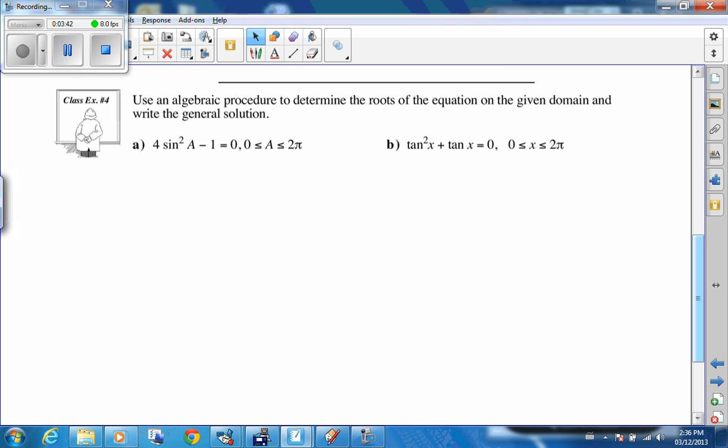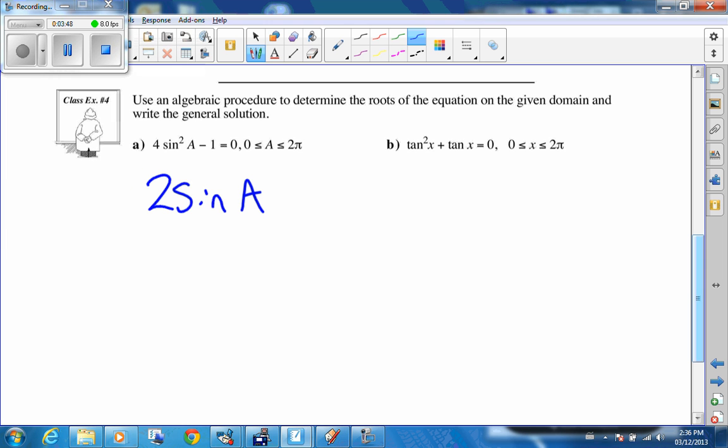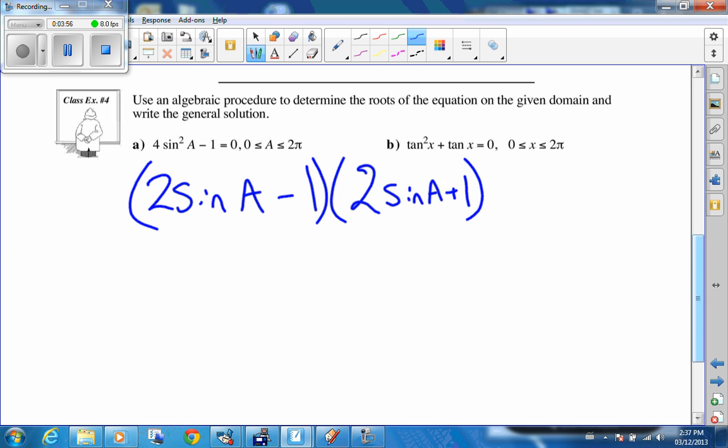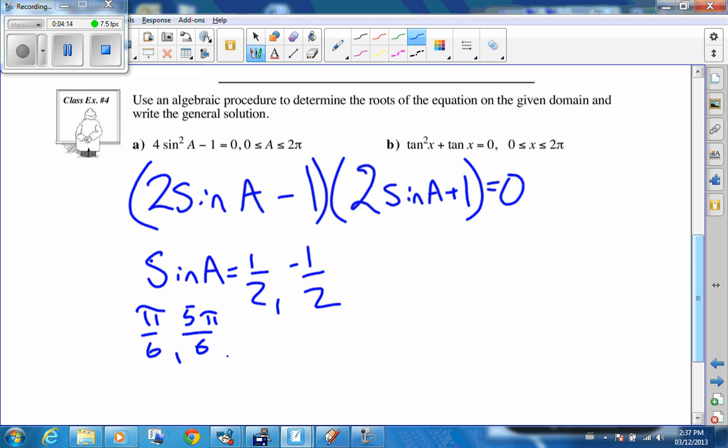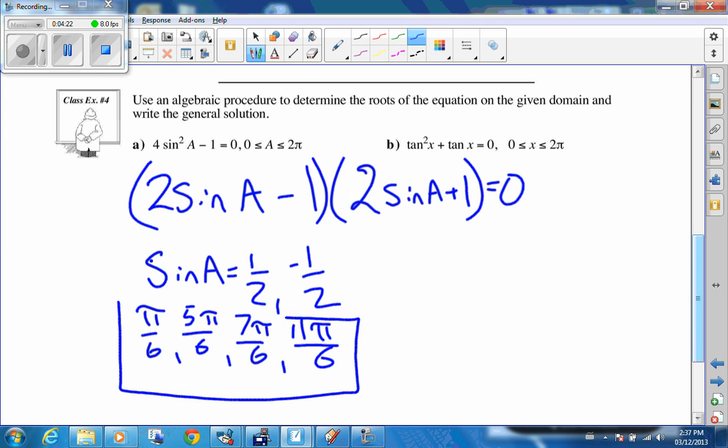To solve these ones, again, basically the same technique. We factor it. 2 sine a minus 1, 2 sine a plus 1, and then it equals 0. And then I just have to solve each of these factors. So this is going to be sine a equals 1/2 or -1/2, which is going to happen at pi sixths, 5 pi sixths, 7 pi sixths, and 11 pi sixths. All of the pi sixths family of graphs.